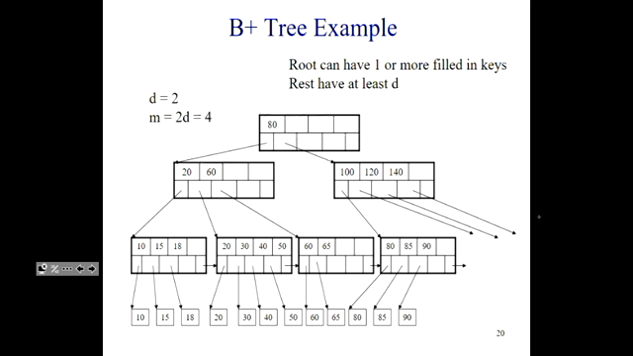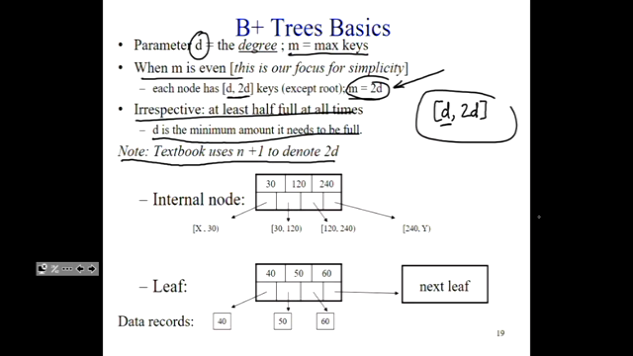So I have D equal to 2. I need to ensure that there are at least 2 keys. One thing that I failed to mention was that this does not hold for the root. This need not hold for the root. Root does not have this condition. Root can have 1 key, and that's totally fine. It does not need to have at least D keys at all times. That's not necessary for the root.